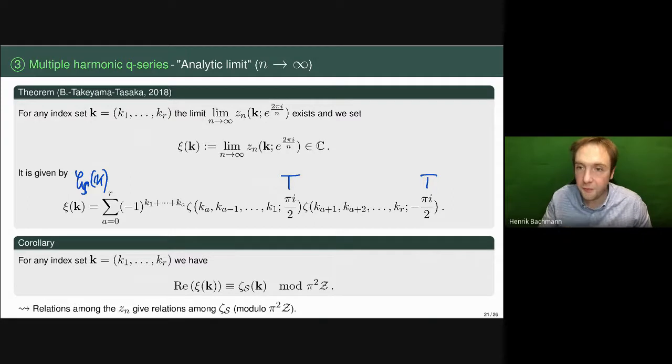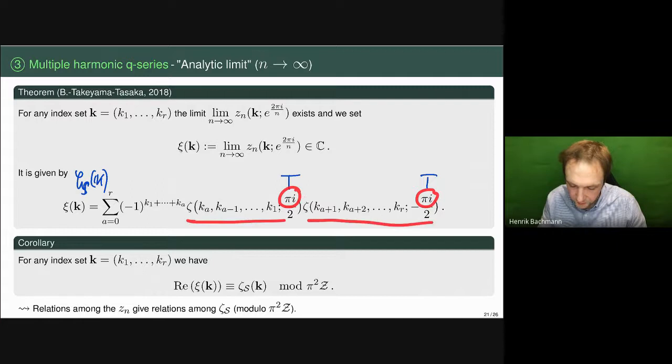But the difference here is now that in the first t, we have pi i over 2, and in the second t, we have minus pi i over 2. So it's not exactly the symmetric multiple zeta value. But if we look at the real part, what is the real part? Well, I have a pi i here. So these are polynomials in pi i.